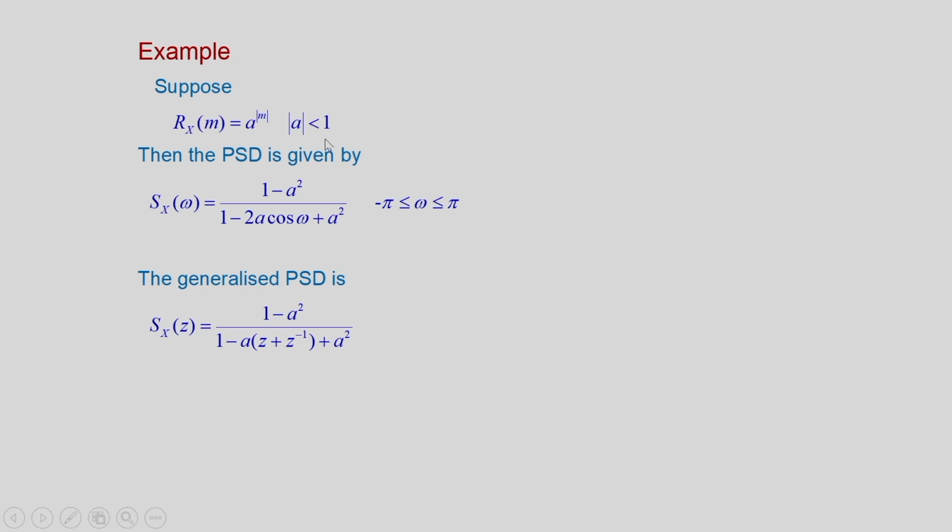Then for the PSD, we can apply the formula of power spectral density, that power series expansion. So, we will get Sx(omega) equal to 1 minus a squared divided by 1 minus 2a cos omega plus a squared. This is the power spectral density, and we can convert it into the generalized PSD by putting e to the power j omega equal to z, and e to the power minus j omega equal to z inverse. If I add both, then cos omega will be z plus z inverse divided by 2. So, that way we get this relationship.